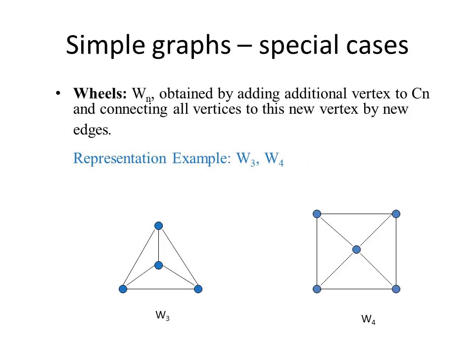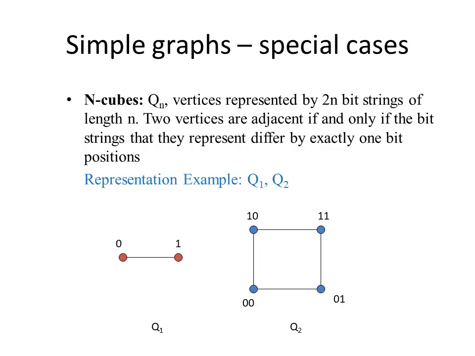And the wheel is obtained by adding an additional vertex. So here, in this triangle shape and in this square shape, the center has an additional vertex that is connecting all the vertices. That particular middle vertex connects to all the vertices of the graph, which is known as a wheel. N-cubes, so vertices are represented by 2^n bit strings.